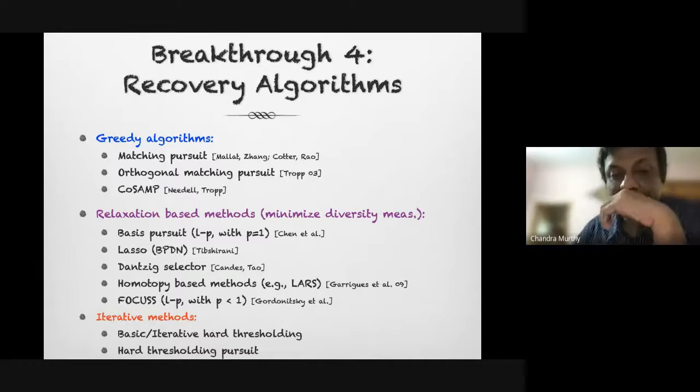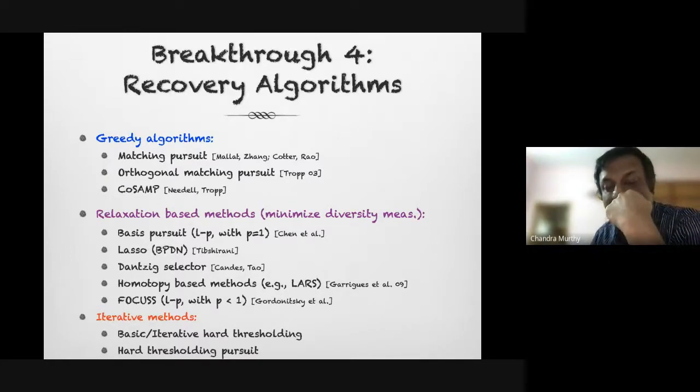The fourth breakthrough, also equally important, is that these recovery guarantees led to a whole slew of different recovery algorithms being proposed for sparse signal recovery. And here are three of the very popular classes of algorithms. The first is a set of greedy algorithms, which include things like matching pursuit, orthogonal matching pursuit, CoSaMP, etc.